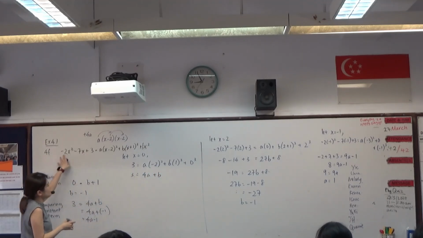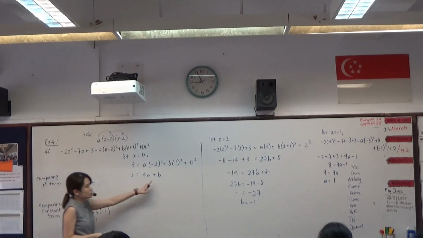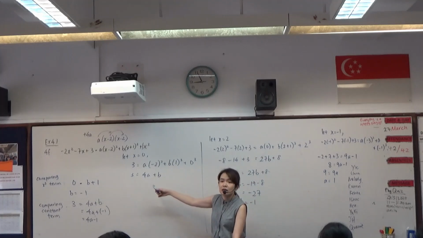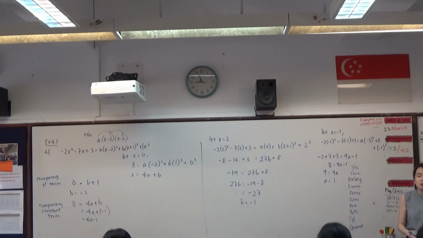Okay, when I let x equals 0, I'm actually getting 3 equals 4a plus b. I need to ensure that my b is correct in the first place in order to find out the value of a. If my b is wrong, then your value of a will be wrong also, and then you lose 4 marks from there instead. So it's just a strategy, to safeguard yourselves. Questions?